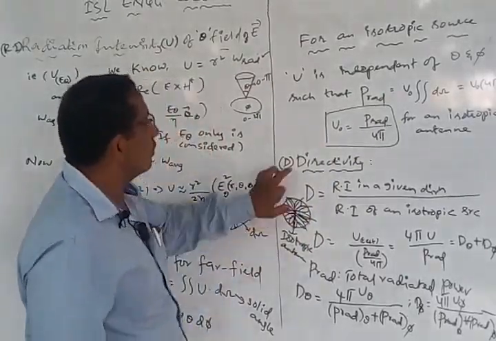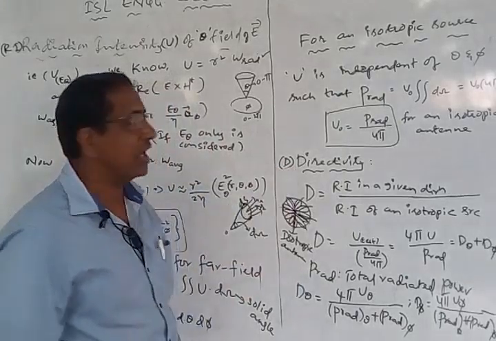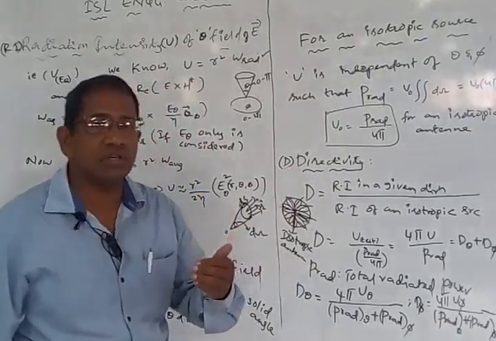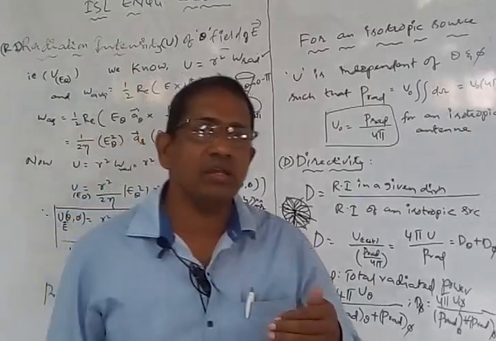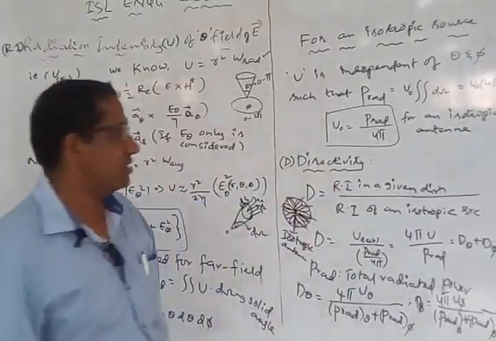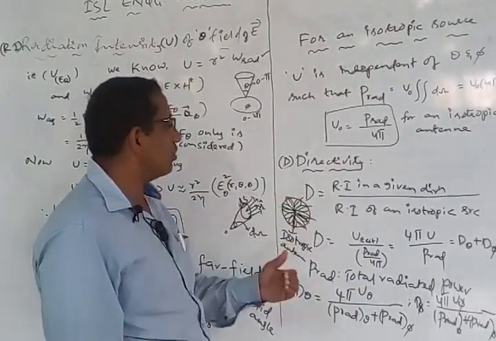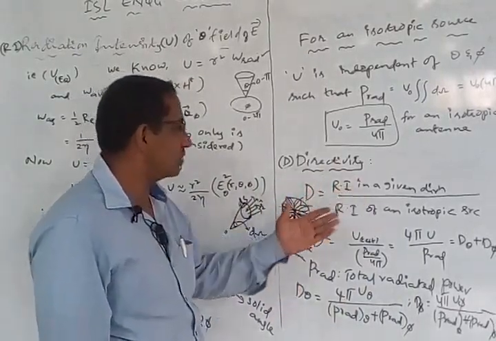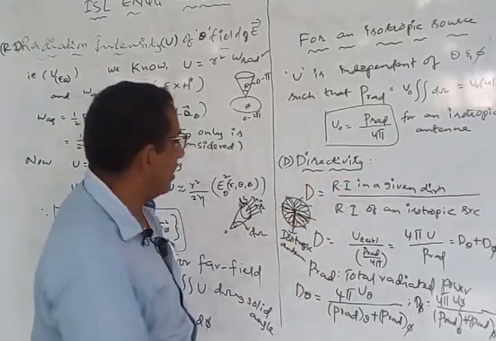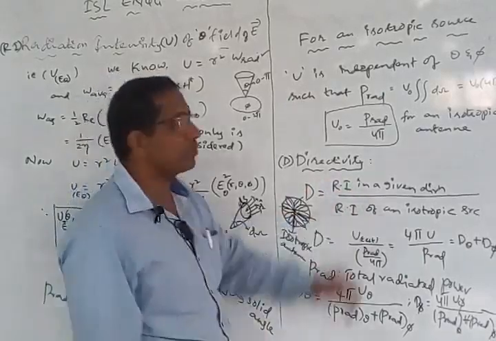The next one is going to be the directivity of an antenna. Directivity means the strength of the signal is going to be very high in a particular direction. That is what is called directivity basically. So directivity is defined as the ratio of the radiation intensity in a given direction to the radiation intensity of an isotropic source.